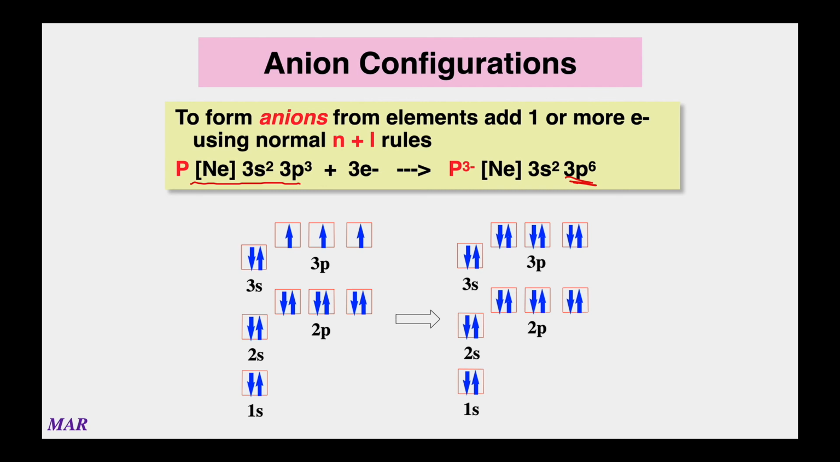Notice how we went from a paramagnetic atom to a diamagnetic anion. A lot of the common anions and cations are actually going to be noble gas configurations and diamagnetic, which is kind of cool. So if you're making an anion, just add the electrons as if it was normal. All right, just add them using normal N plus L rules and you're good to go.